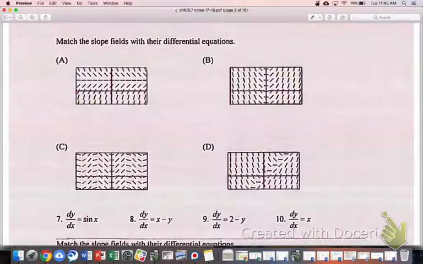Okay, so this says match the slope fields with their differential equations. You can see you've got 4 slope fields, A, B, C, D, and you've got 4 differential equations down below. And the idea is to match the 4 numbers with the 4 letters. So I'd suggest maybe your first level of comparison here would simply be patterns. And if 2 patterns kind of go with maybe 2 different ones, and it's hard to decipher between the 2, you can start to plot some points on your slope field like we just did and see if they really do agree. So take a minute, see if you can match up A, B, C, D with 7, 8, 9, 10.